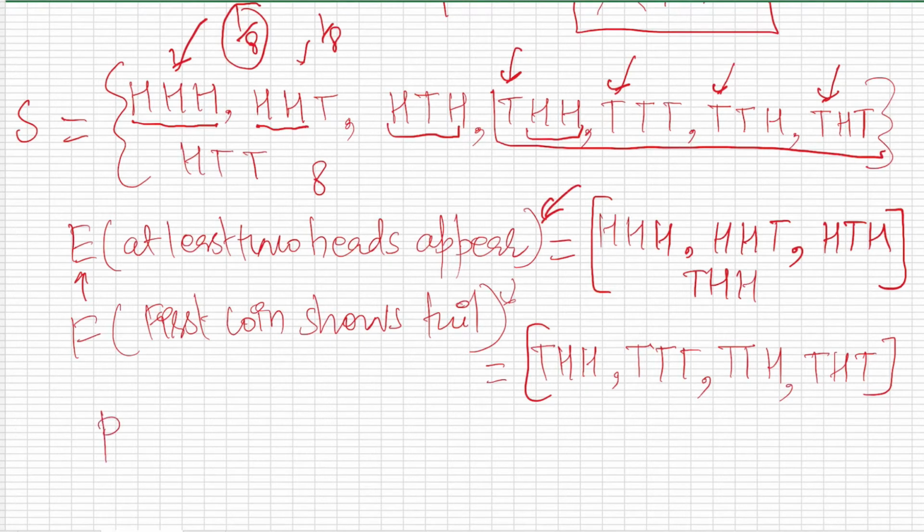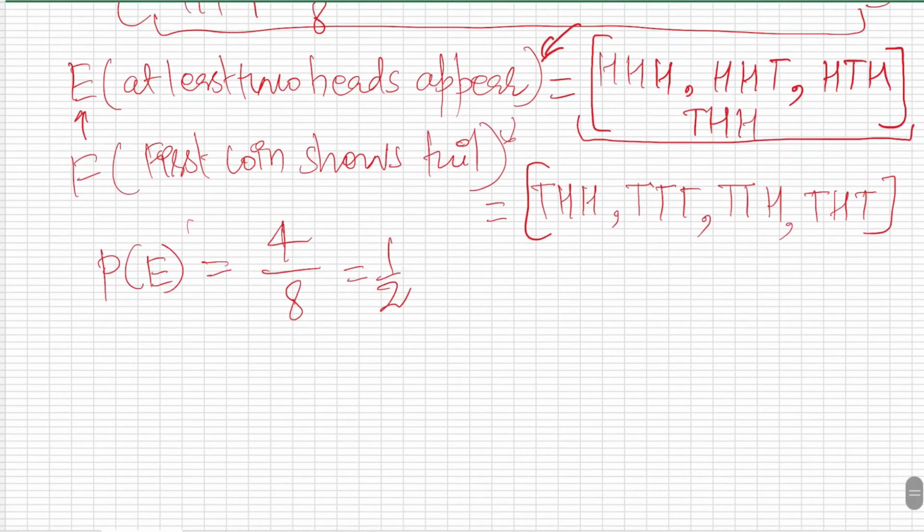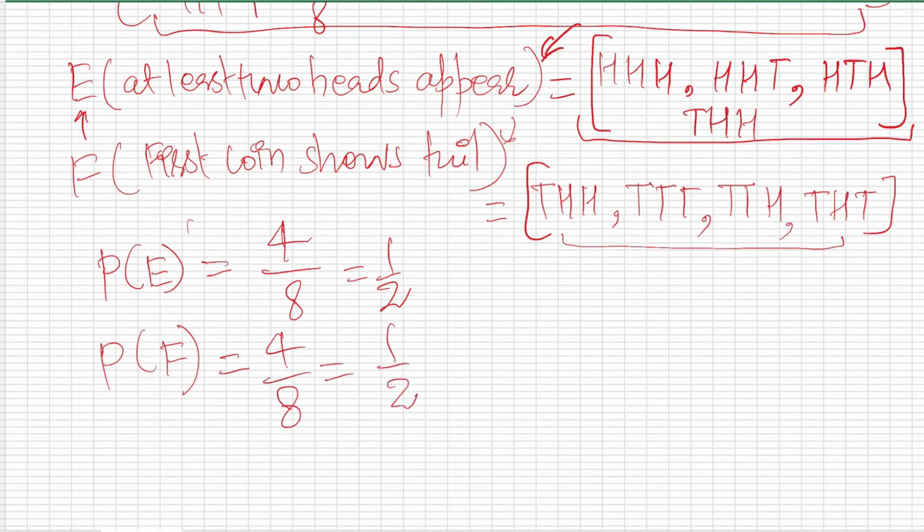Now try to calculate the probability of E. The probability of at least two heads appearing equals the number of favorable outcomes, which are 4, divided by the total number of outcomes, which are 8. So we have 1 by 2 as the probability of event E. Similarly, the probability of F is also 4 by 8, because the number of favorable outcomes is 4 divided by the total number of outcomes, and it becomes 1 by 2.